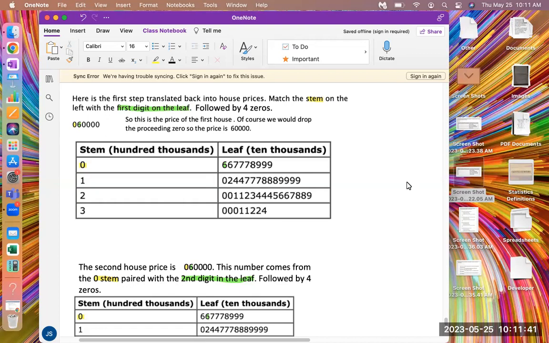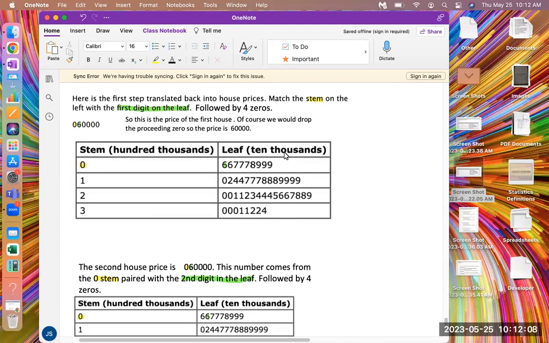I'm doing this video to help you understand a stem leaf plot. So this is what a stem leaf plot looks like. There's stems on the left and there's leaves on the right. And it's important to read the numbers surrounding here. So they're saying this stem is in the hundred thousands place, and the leaf here is in the 10,000s place.